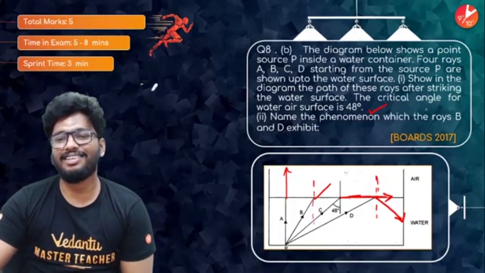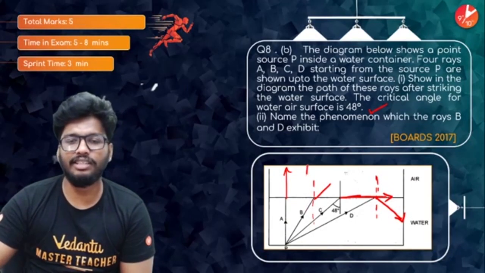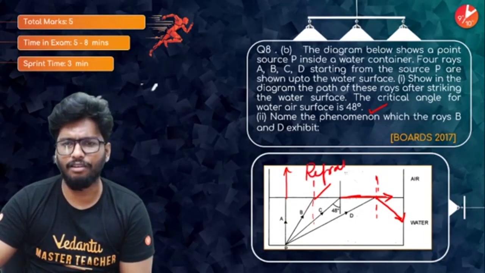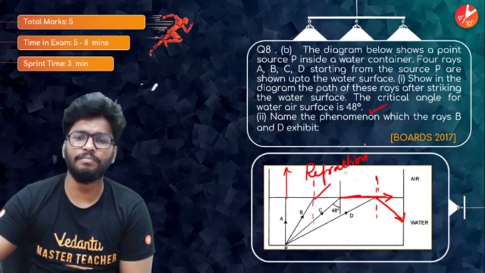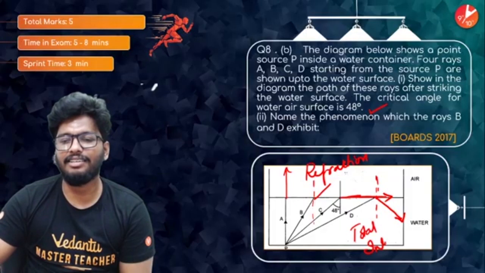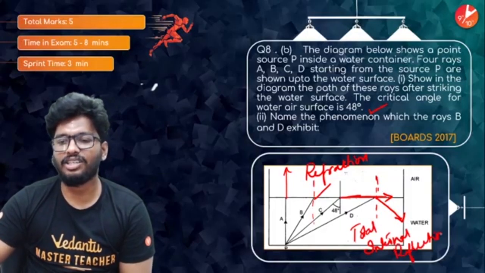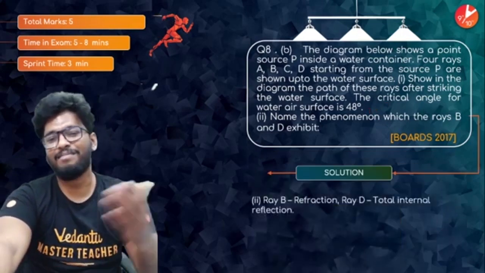Name the phenomena which you see in ray number B and ray number D. Ray B, what you see is refraction, right? Because the ray of light is going from a denser medium to a rarer medium. Ray D, on the other hand, what you see is total internal reflection, right? Because it's greater than the critical angle. So ray B is refraction, ray D is total internal reflection.